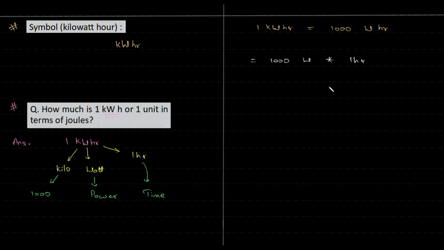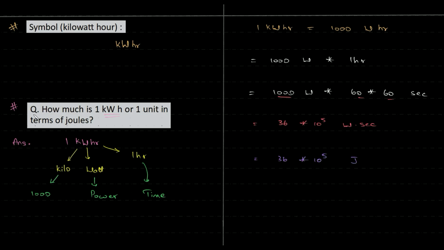Again, we're just showing step by step. 1000 watt into 1 hour, in terms of seconds, is 60 into 60 seconds. Agree? And so we have 3 zeros, 4 and 5: 36 into 10 to the power of 5 watt second. And watt second is nothing but your joule. So 36 into 10 to the power of 5 joule.